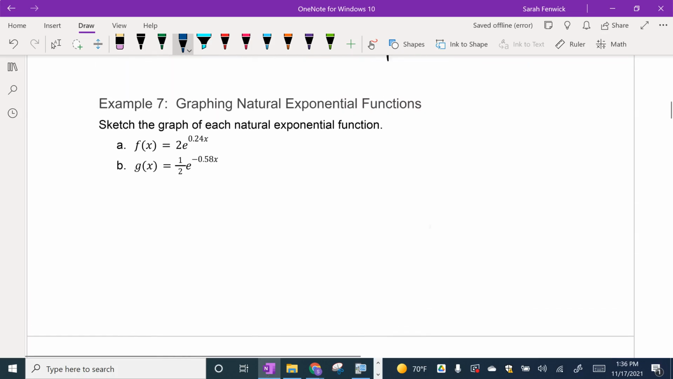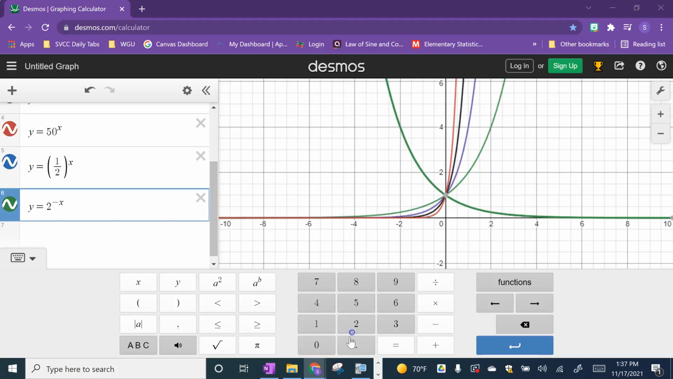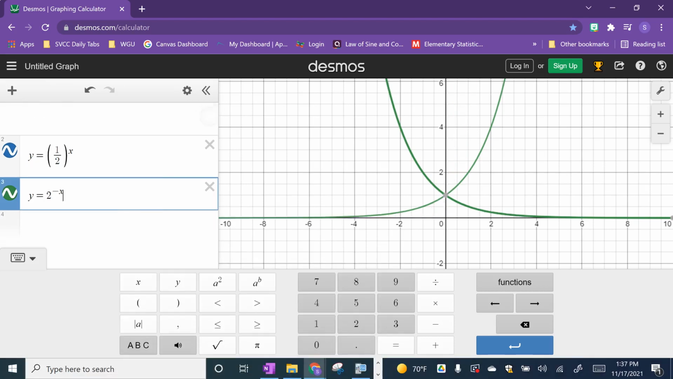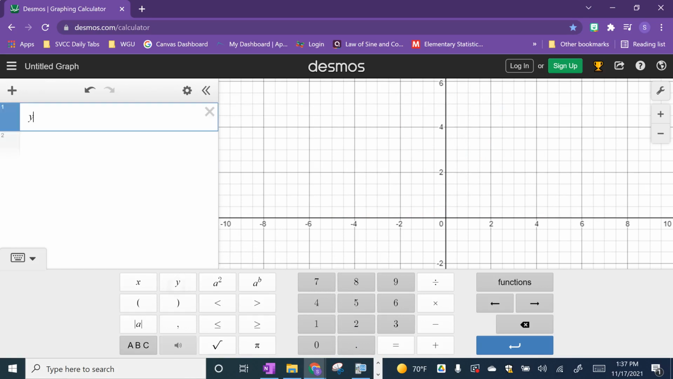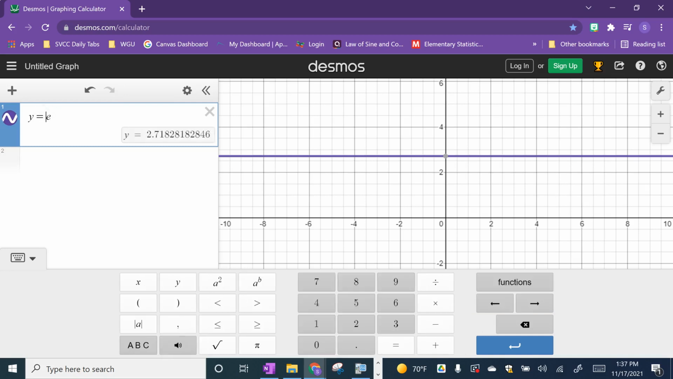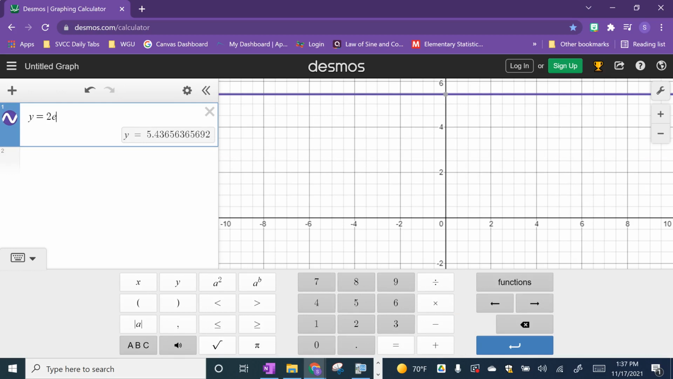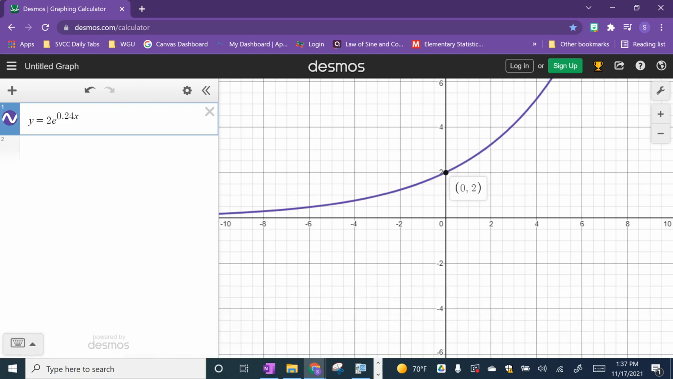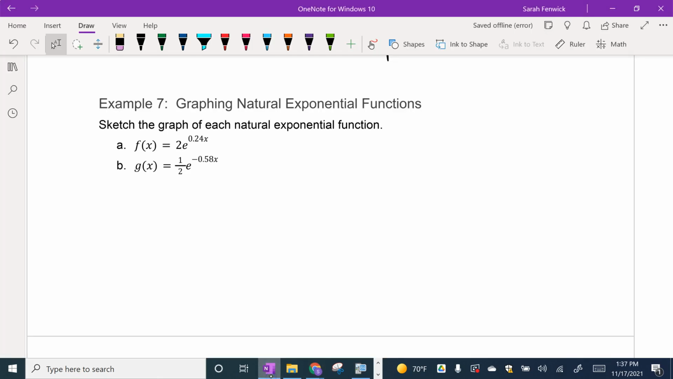Now we're going to talk about our e. Okay, this 2e to the 0.24x. Sorry, I have to use the right tools or this doesn't work. Let's try it again. Y equals. We're going to go to the alphabet and get e. Oops, there was a 2 before that, wasn't there? 2 times e raised to the 0.24x. There we have it. Well, hopefully you're noticing that it didn't cross at 1. Let's try the next one. Y equals 1/2 e to the negative 0.58x.